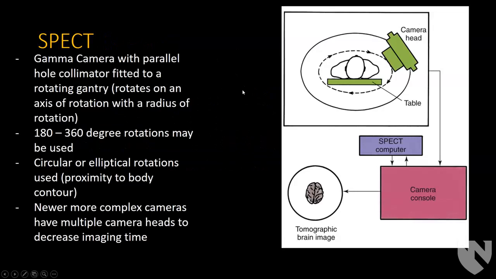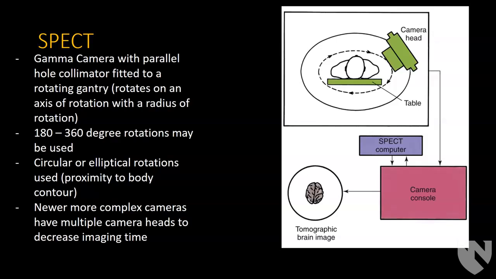your radiotracer. So SPECT, basically you're using a nicer version of a gamma camera that rotates around the person. And you can either rotate 360 or 180 degrees around the patient, depending on the kind of information you want. Technically you can do just 180 degrees, because the other side should just be the reverse of it.